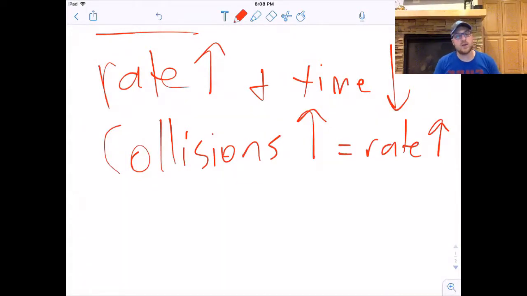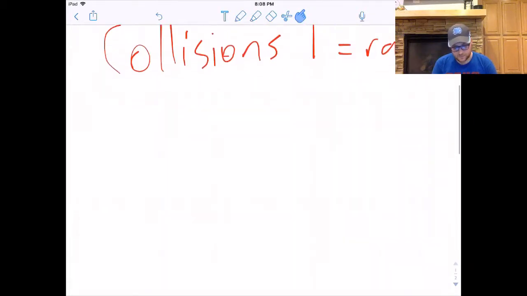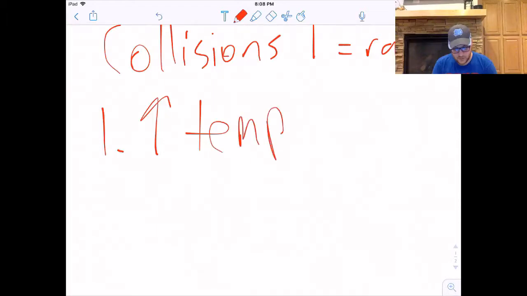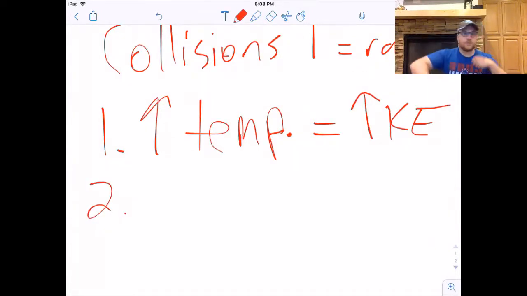And there's a few ways we can make a reaction proceed faster. 1. Increase the temperature. If you increase the temperature, you're increasing the kinetic energy, which means these things are going to start moving faster and faster and faster, which gives us a higher probability that they'll collide, and they will collide with enough energy and at the right spot, and we get a reaction to occur.